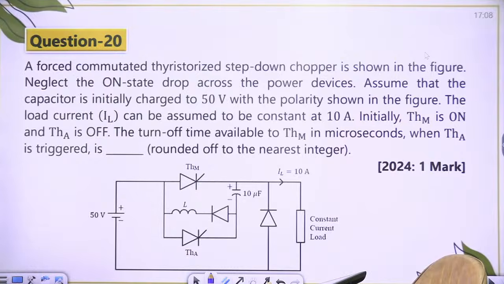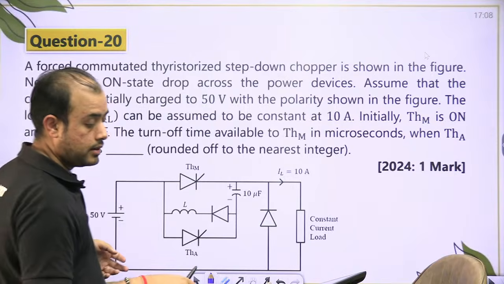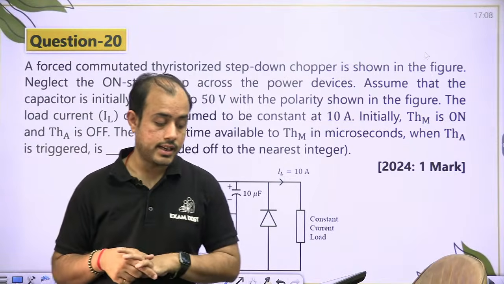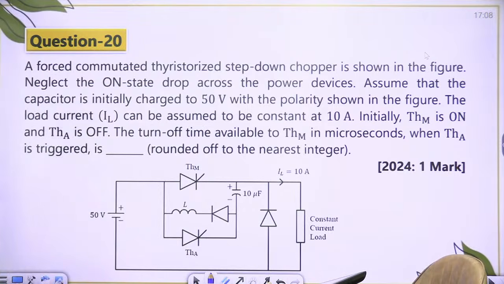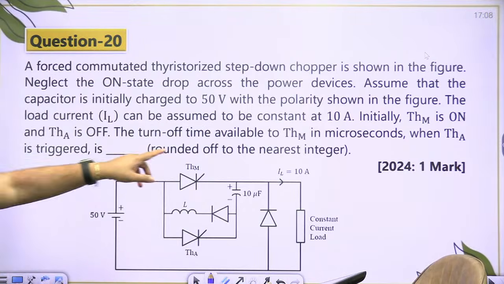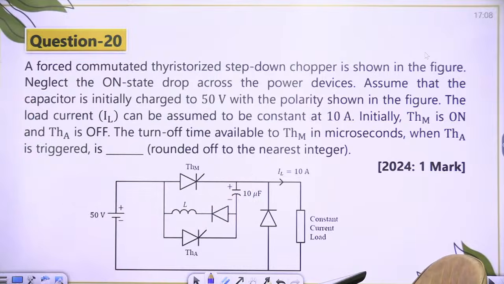Try this. Time available for THM when THA is triggered. In how much time does THM turn off? Many people ask me, sir, is commutation in the GATE syllabus? This is a GATE 24 problem. Come on, work it out. How much time is available for THM to turn off once you trigger THA?